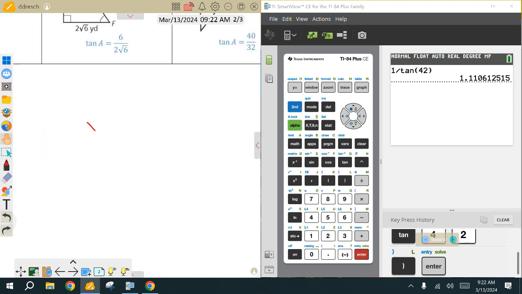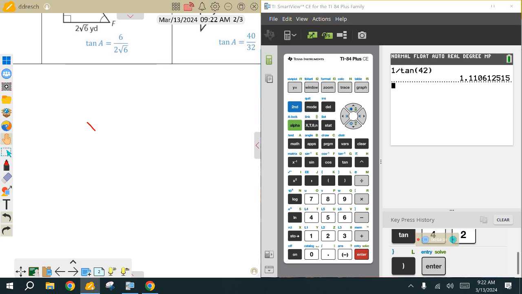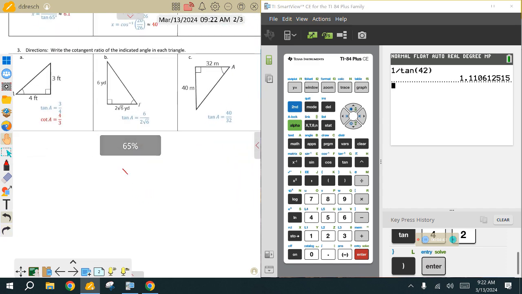So my answer on that one, sorry, I didn't realize that, did I? Come on, Dave. So I get the tangent ratio, and I guess I got sidetracked. I made the answer key. Let me finish this one off.